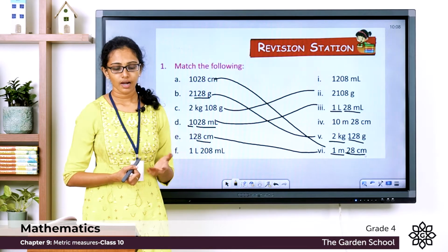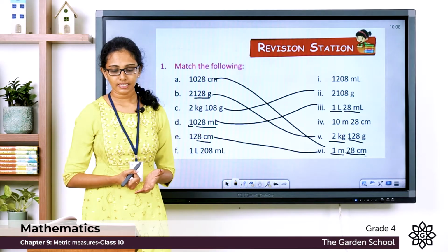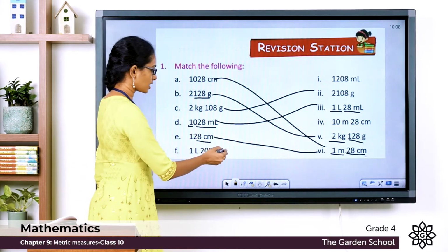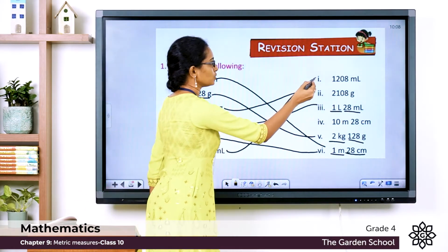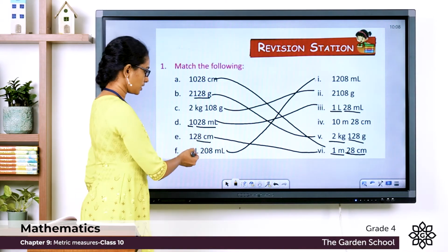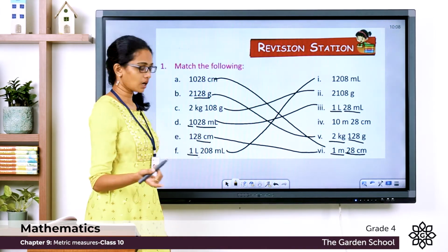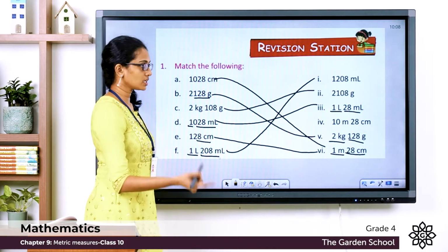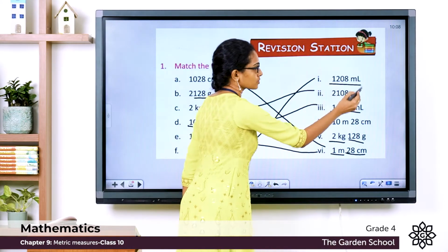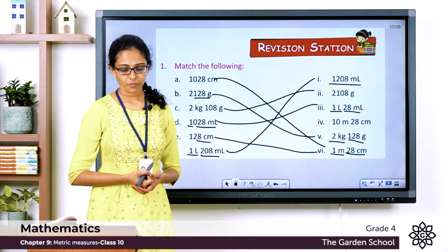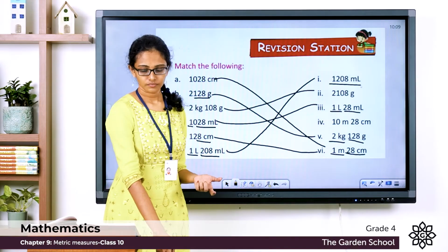Now the last one, 1 liter 208 milliliter. So which is the correct match for it? 1 liter 208 milliliter is equal to 1208 milliliter in total. So we know 1 liter is equal to 1000 milliliter plus this 208 milliliter, which equals a total of 1208 milliliter. So this is clear to you, I hope. Now let's move on to the next question.